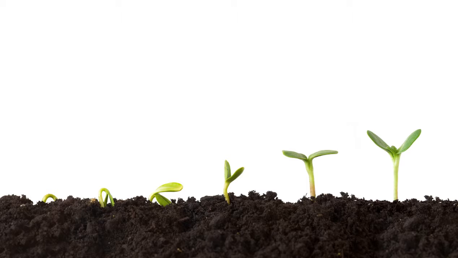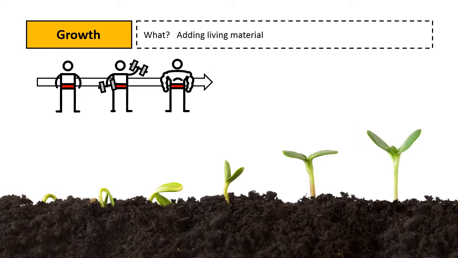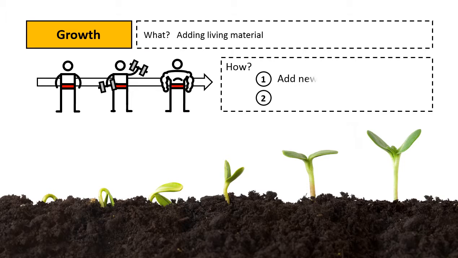All right, so let's take a look at growth and development by starting with growth. And what growth really means is adding living material. Or if you want to, you can think of it as just getting bigger. All right, now there's two ways that living things grow. The first is that you can add new cells.